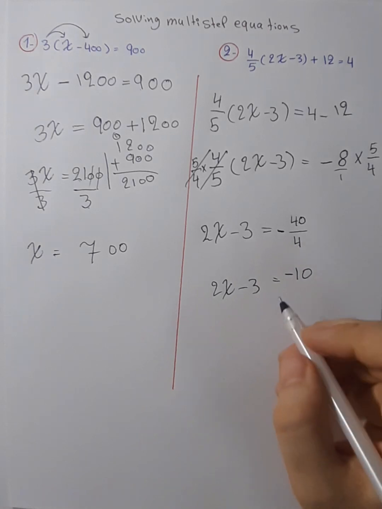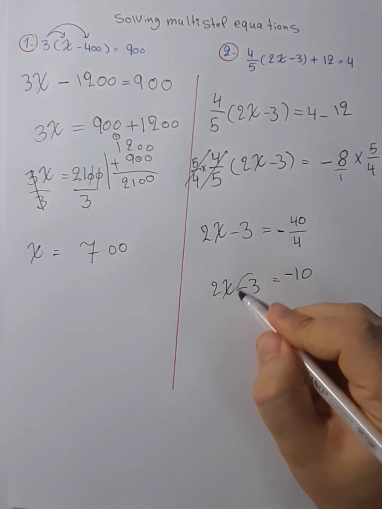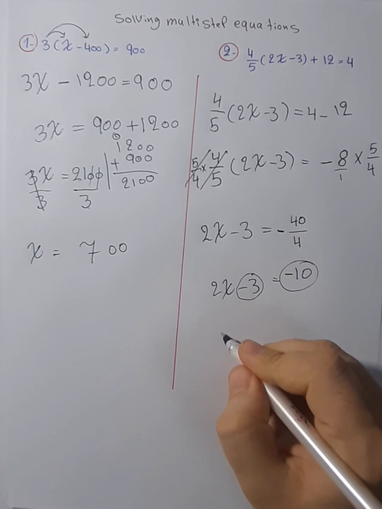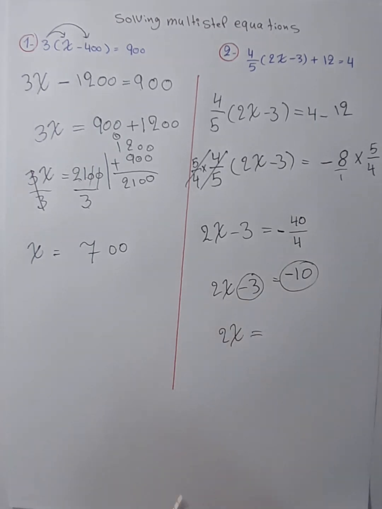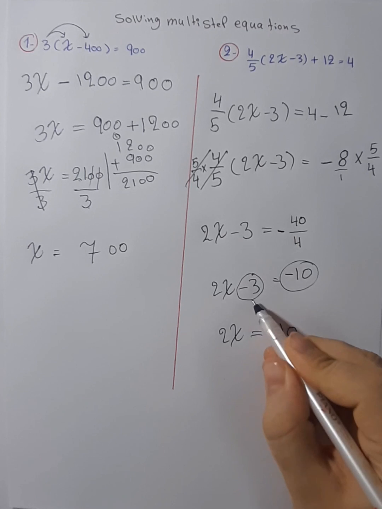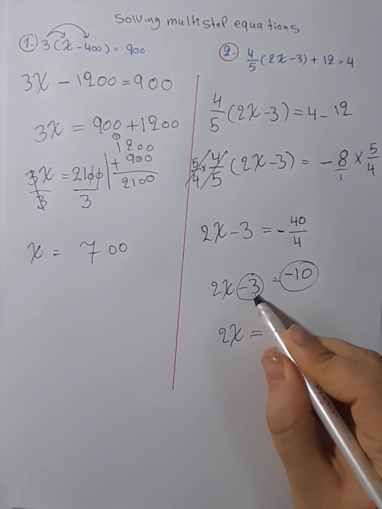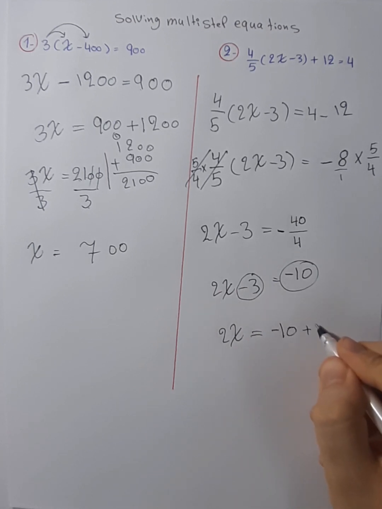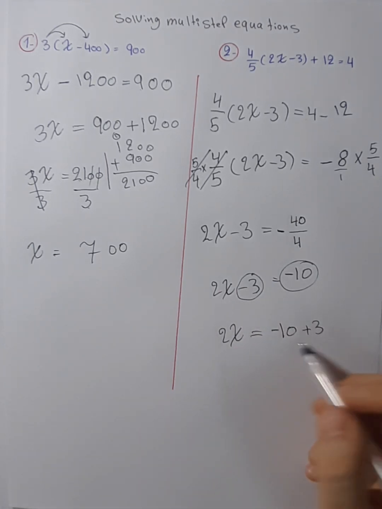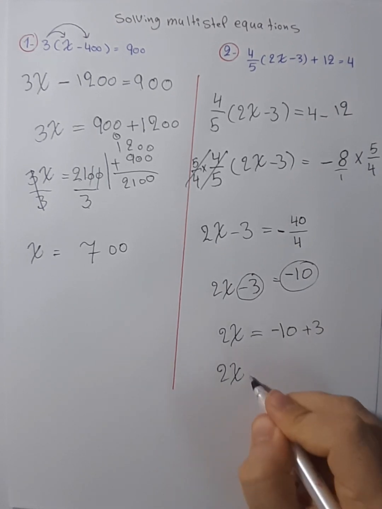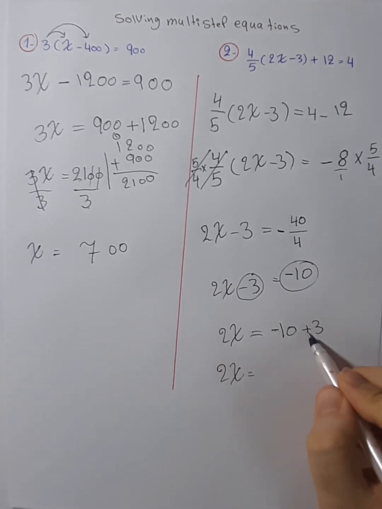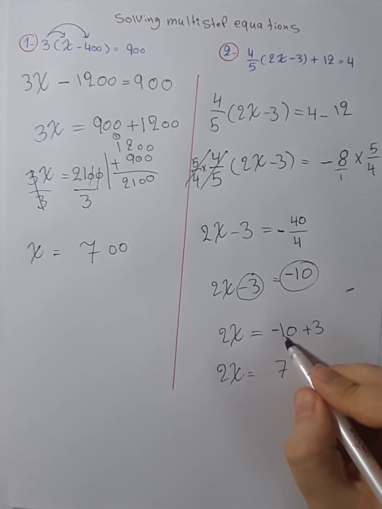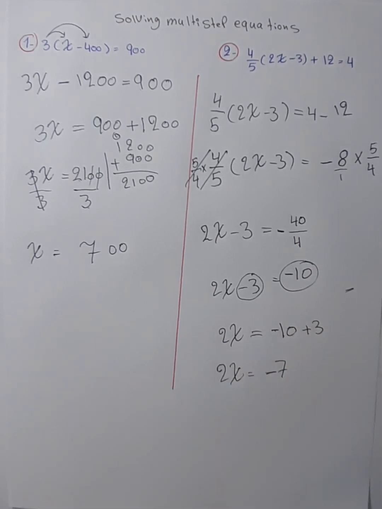And then we have to combine the like terms. The like terms are negative 3 and negative 10, so you have to write 2x equal to negative 10. When we change the place of negative 3, this negative 3 becomes positive 3, and then we can solve these two numbers. 2x equal to minus times plus equal to minus, so you have to subtract these two numbers. 10 minus 3 equal to 7, and then we have to write the sign of the large number. The large number is 10, and 10 is negative, you have to write negative.